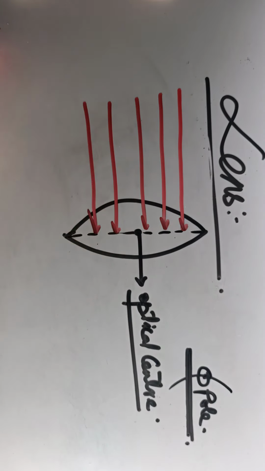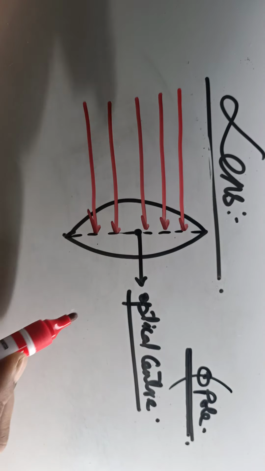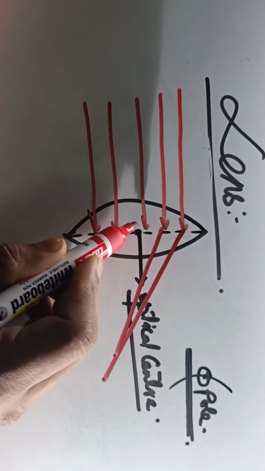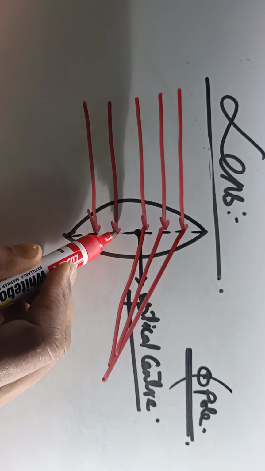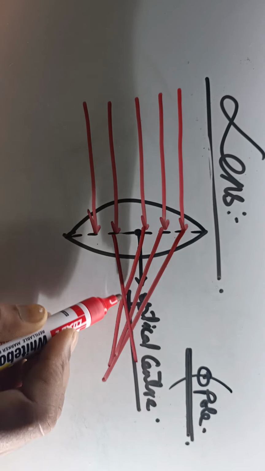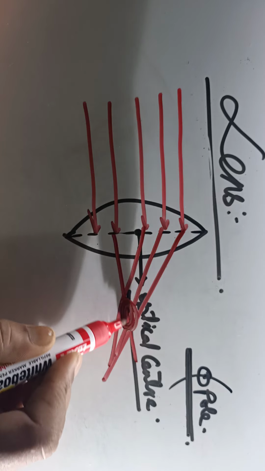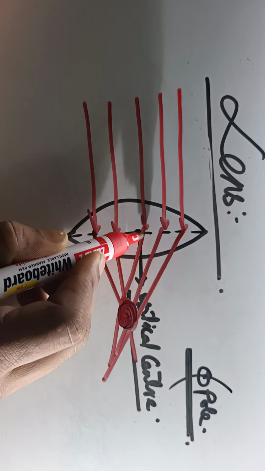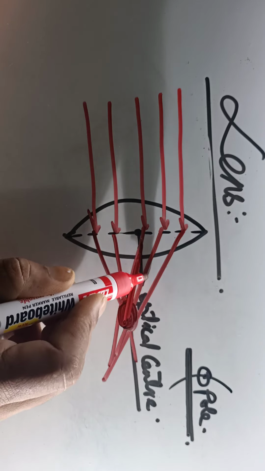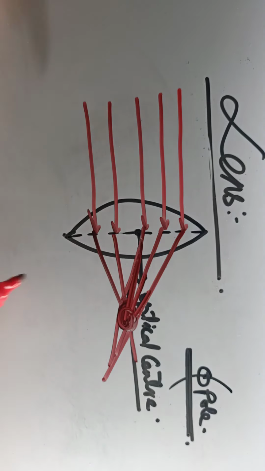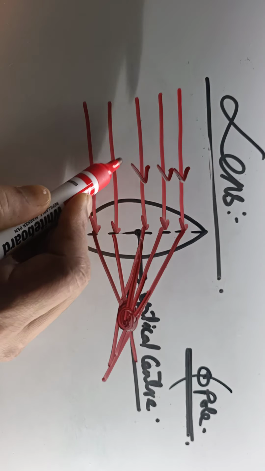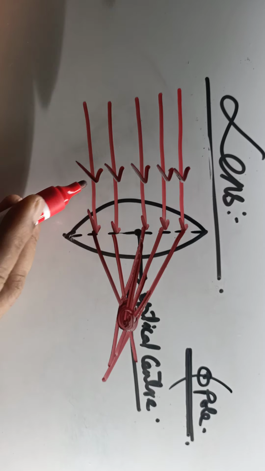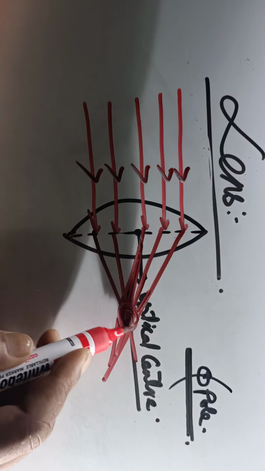These rays of light, in case of a convex lens, after refraction, you will find that all these rays of light will tend to meet at a single point. So you find a very interesting thing here, that in case of convex lens, all the rays of light after refraction meet at a point, right?